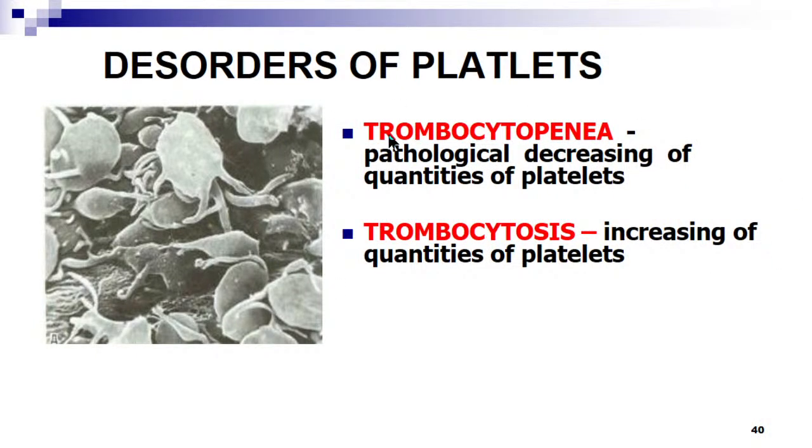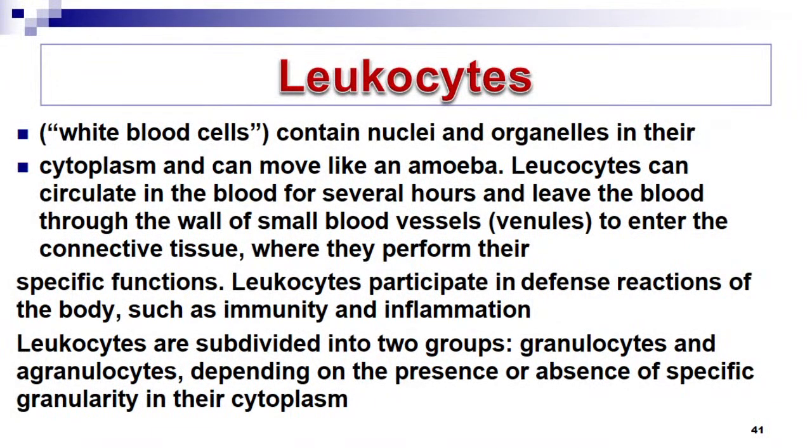And disorders of platelets. First of all, thrombocytopenia. It's a pathological decrease in the quantity of platelets. Another variant, opposite, thrombocytosis, an increase in the quantity of platelets. In the electron micrograph, we have seen the image of platelets under the scanning micrography. Okay.